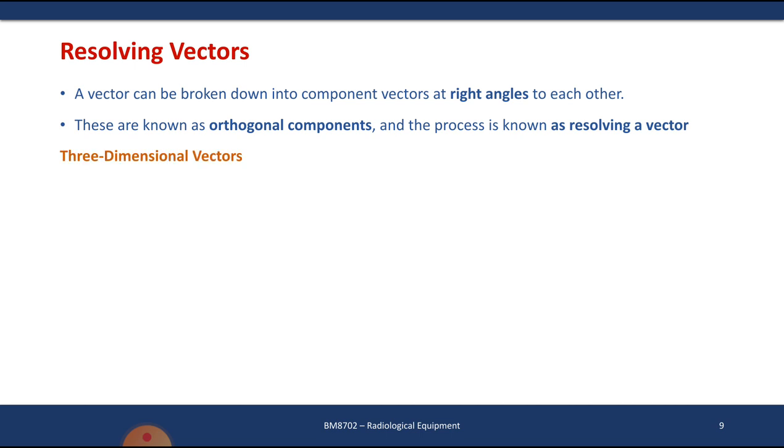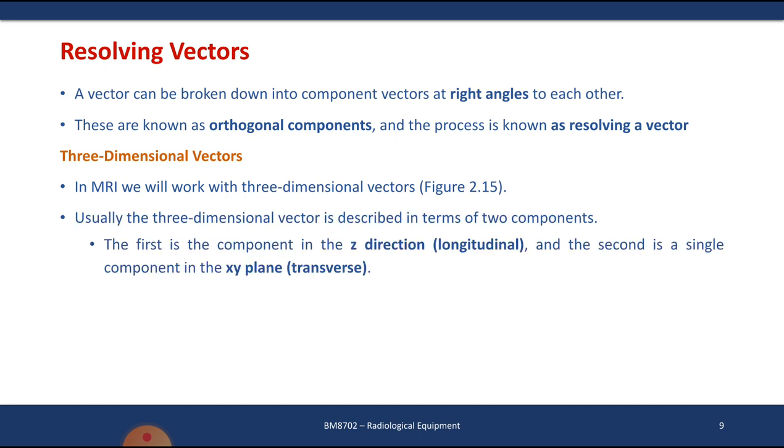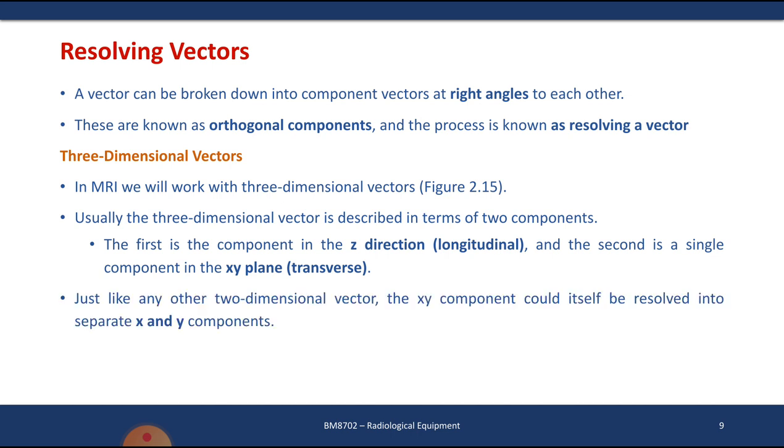So far we have seen vectors in 2 dimensions, right? When you study the vector in 3 dimensions, this is actually applicable in your MRI system. So in MRI, we will be studying vectors in 3 dimensions. In 3 dimensions, you can resolve the vector as one in the z direction, which is the longitudinal direction, and another in the xy direction, that is the transverse direction. Or you can again resolve it into x and y components. I'll explain this in the upcoming figure.